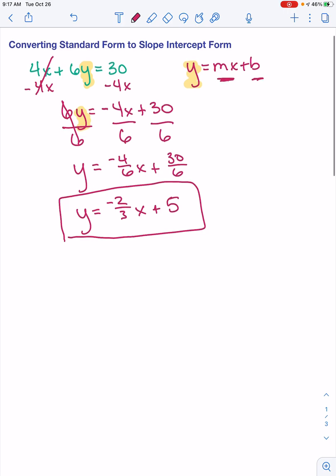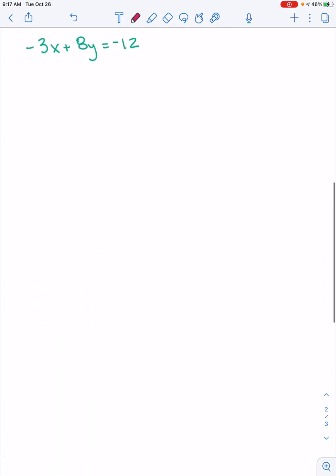Let's take a look at one more example. So here we are again in standard form, negative 3x plus 8y equals negative 12. And my goal is to get it in y equals mx plus b form. That is slope-intercept form. Just like in the last problem, we noticed that we've got y by itself, so that is our goal, is to get that y by itself.